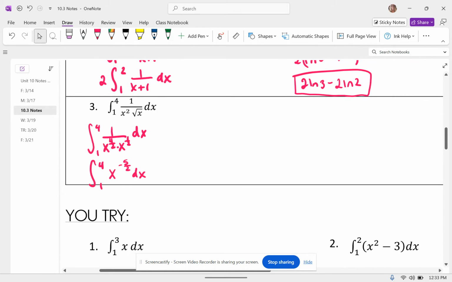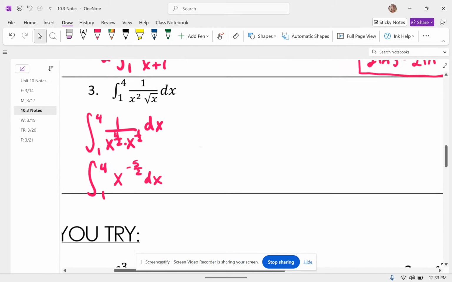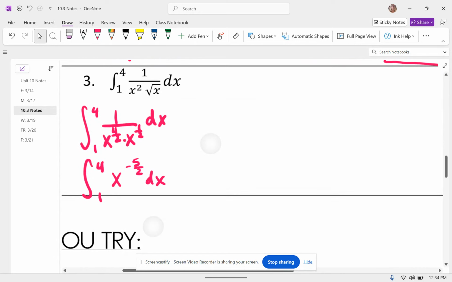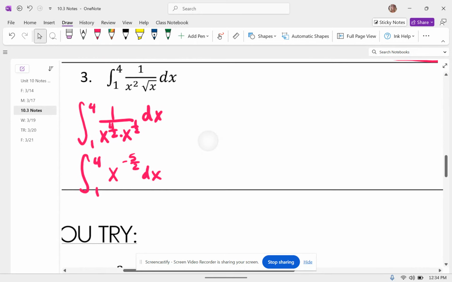What does it say at first? Is it 4 over 2? Yeah, it's 4 over 2 times x to the 1 over 2.